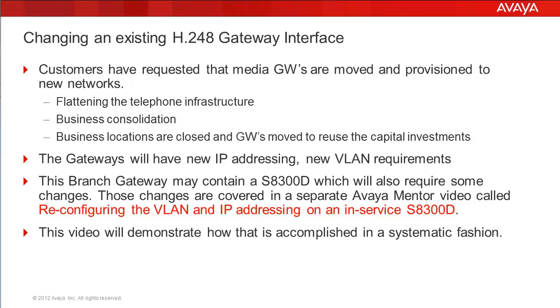This gateway may also have a system platform-based S8300 media server associated with it. The S8300 will need to be modified as well, and that is covered in a separate Avaya Mentor video called Reconfiguring the VLAN and IP Addressing on an In-Service S8300D. This video today will focus on the reconfiguration of the branch gateway. We will be using a G450 media gateway in this demonstration.